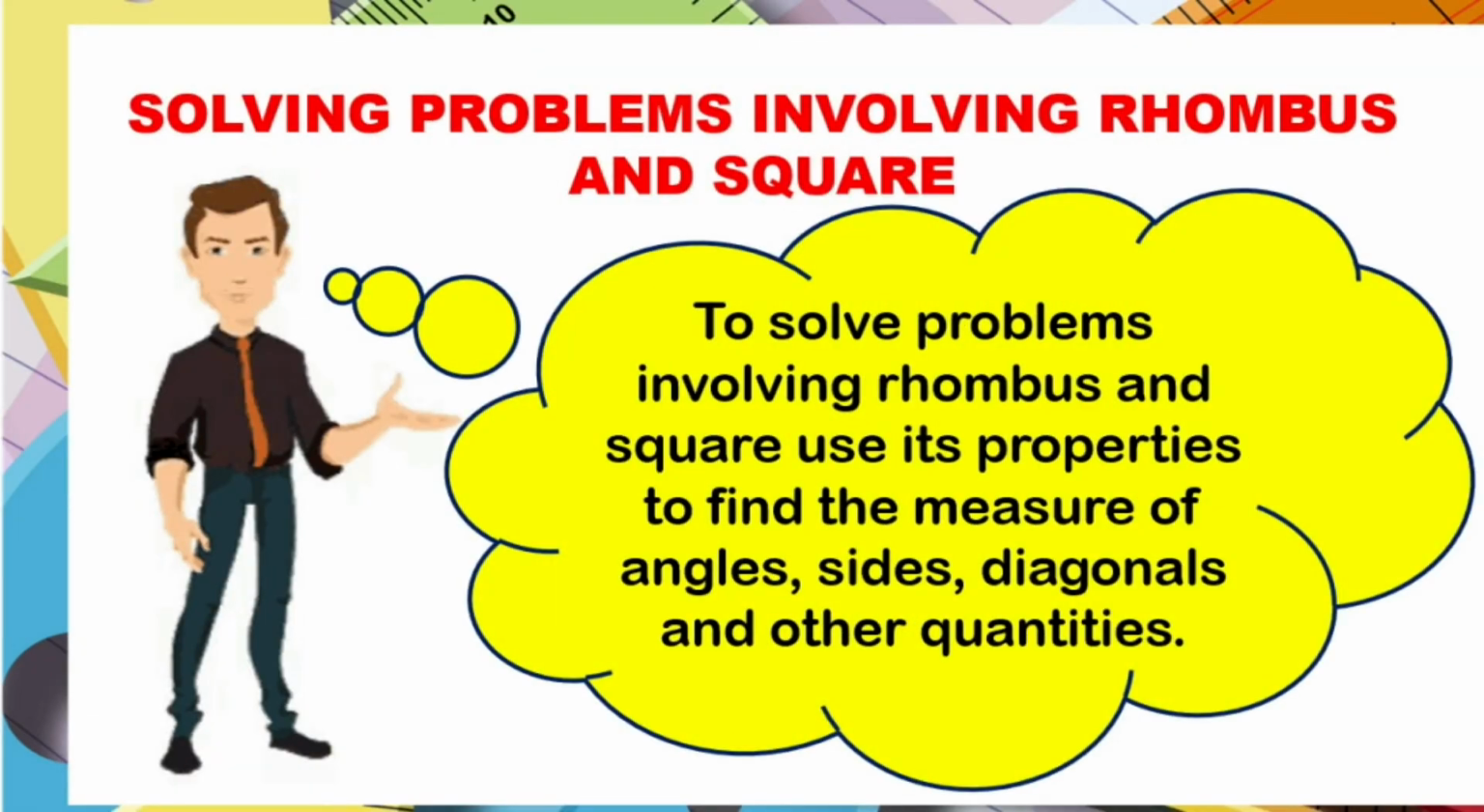So, those are the examples on how to solve problems involving rhombus and square. To sum up our lesson, remember that to solve problems involving rhombus and square, we use its properties to find the measure of angles, sides, diagonals, and other quantities. So, that ends our lesson in using properties of rhombus and square to find the measure of angles, sides, and other quantities.